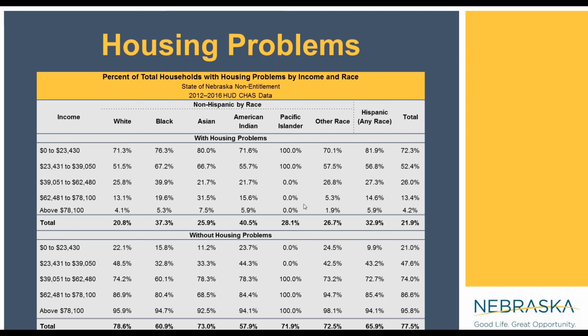Okay, now we're getting into housing problems. This data set up here is the CHAS data set, the Comprehensive Housing Affordability Strategy data set. This is created by HUD specifically for the consolidated planning process, so they really want to see these tables.